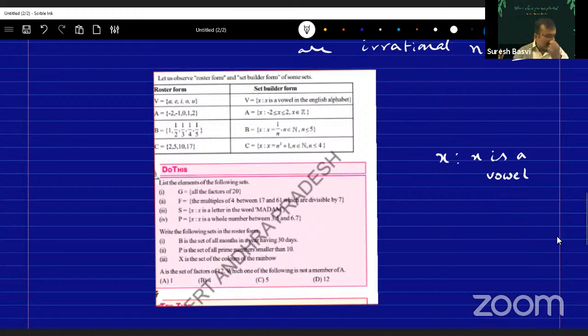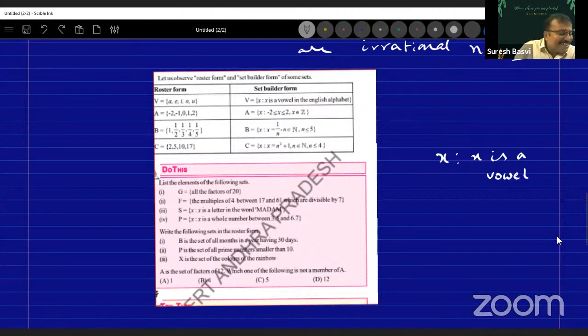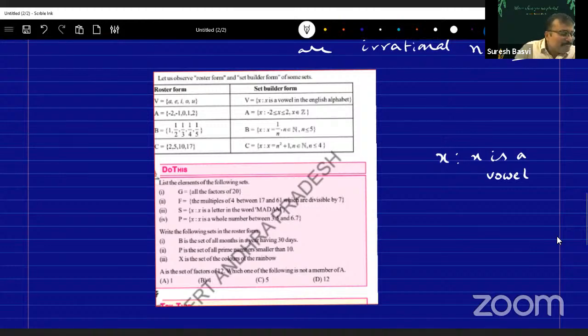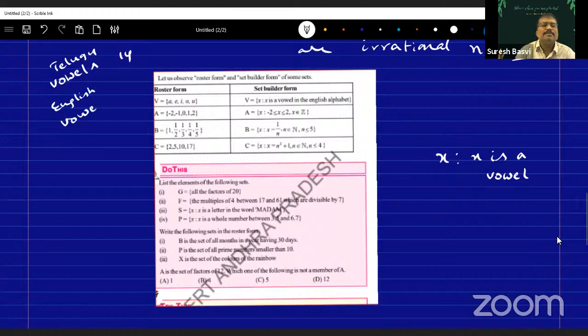How many vowels are there in English? There are 5 vowels. How many vowels are there in Telugu? Telugu sir is also there, your Telugu sir is also here. How many Telugu vowels are there? I think 13, 14. So in Telugu vowels are 14. Next, in English vowels are 5 only.